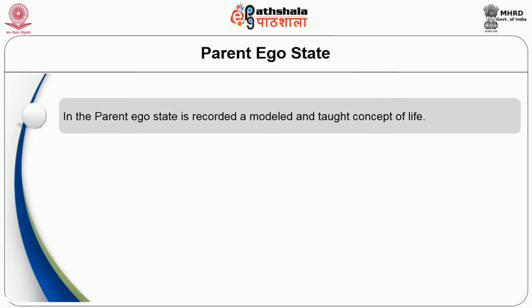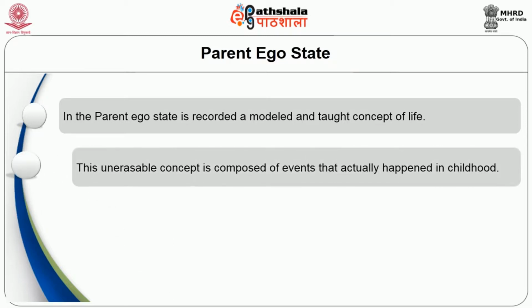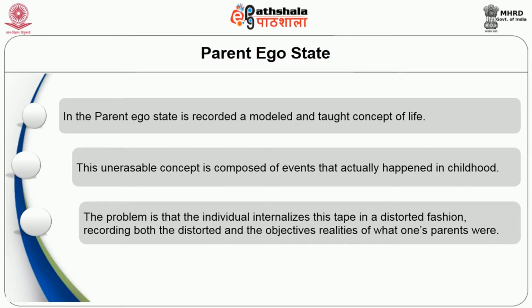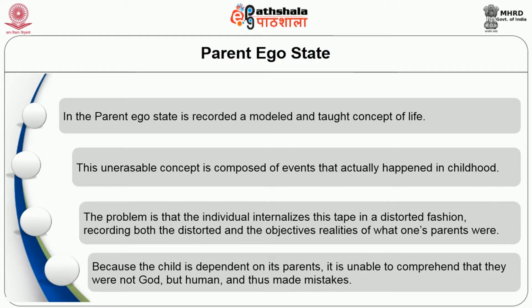In the parent ego state is recorded a modeled and taught concept of life. This unerasable concept is composed of events that actually happened in childhood. The problem is that the individual internalizes this tape in a distorted fashion, recording both the distorted and the objective realities of what one's parents were. Because the child is dependent on its parents, it is unable to comprehend that they were not God, but human, and thus made mistakes.